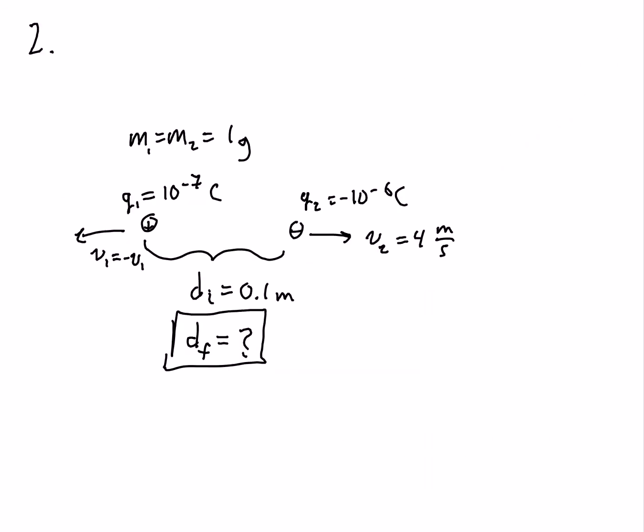Okay, homework problem 2. We'll do something similar, but a little bit backwards. I'm going to give the same two charges, Q1 10 to the minus 7 coulombs, Q2 minus 10 to the minus 6 coulombs. They've got the same masses of 1 gram, but this time they're going to start out 0.1 meters apart from each other. That's the close position. And they're going to start out with velocity away from each other. V2 is going to be moving to the right at 4 meters per second, and V1 is going to be moving to the left at 4 meters per second, so it's just equal to minus V2.